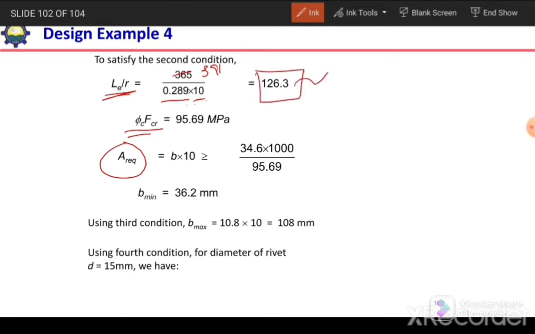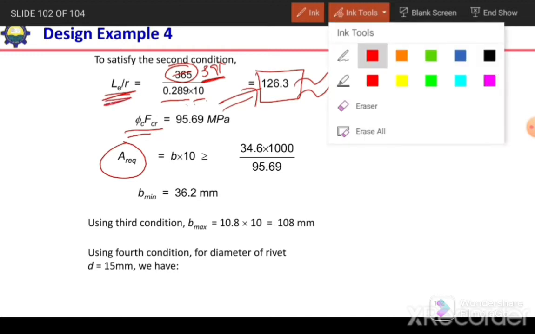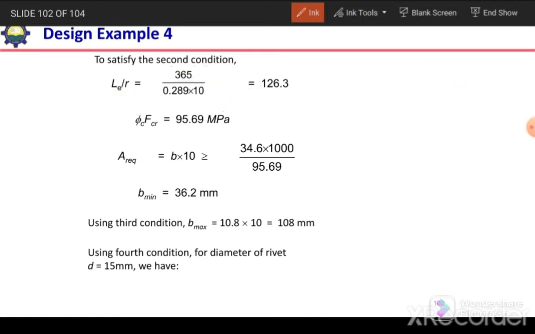So this value may be a little bit different because we have incorrectly written 365 over here. It should actually be 391. So we can calculate the exact value. What is the exact value of this LE over r? So for example, the LE over r value is 126.3. Corresponding to this slenderness ratio, we can calculate the phi Fcr by comparing it with Rc and using the corresponding formula of phi Fcr or Fcr.